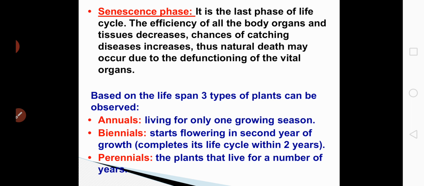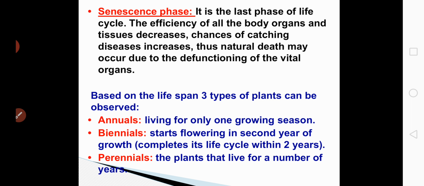During this phase, the efficiency, the working power of all the organs and the tissues decreases, and chances of catching diseases increase. Because of that, natural death may occur due to the defunctioning of the vital organs. Am I clear? So these are the stages of life cycle in organisms.